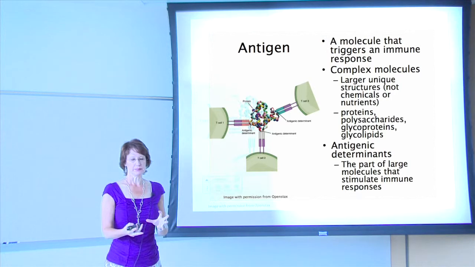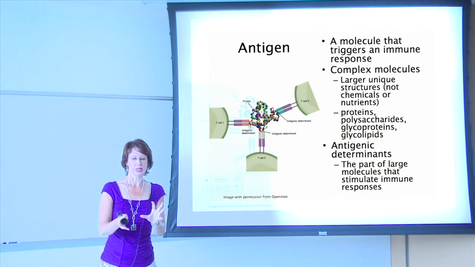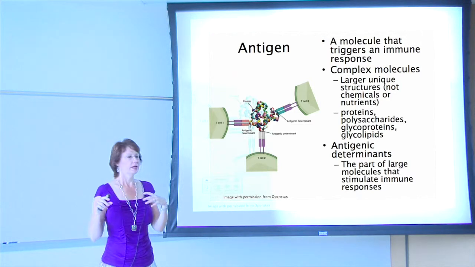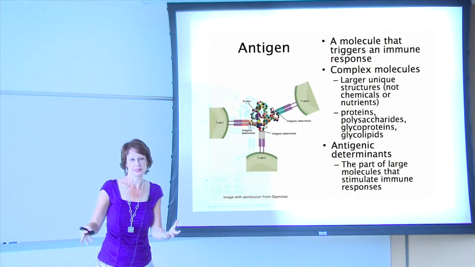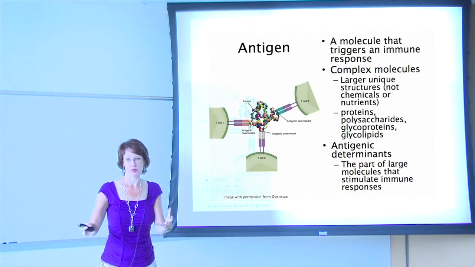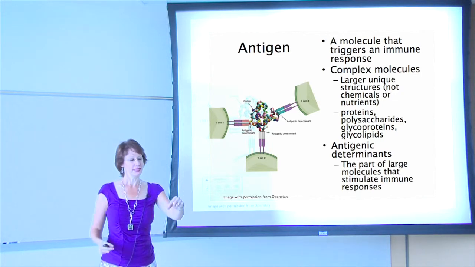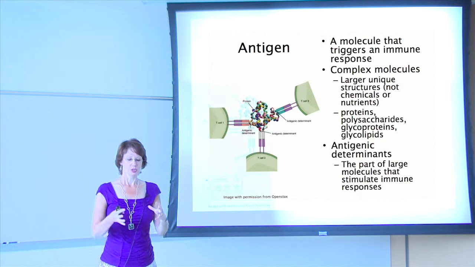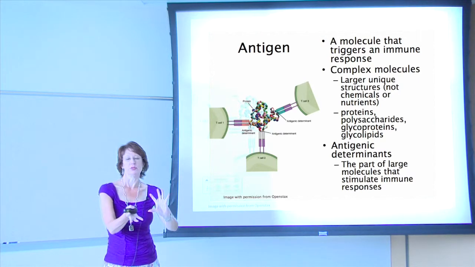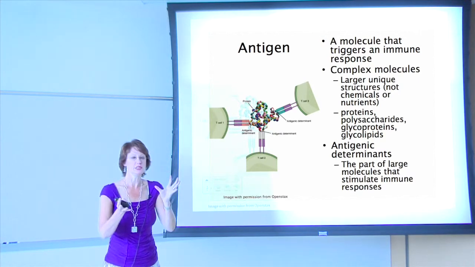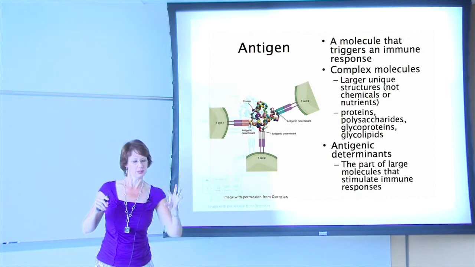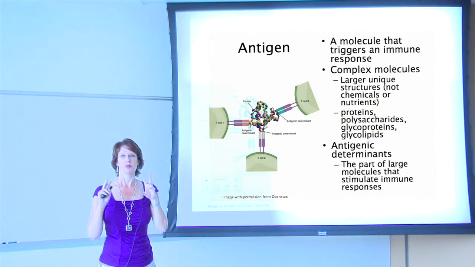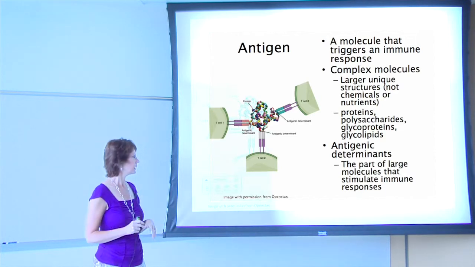Usually, any large molecule has multiple little spots on the outside of it that could be recognized specifically as foreign by your immune system. Each one of those spaces is considered to be an antigenic determinant. So you could have a molecule that has 10, 15, 20 different spots on the outside of that molecule that could be recognized or could be antigenic determinants.